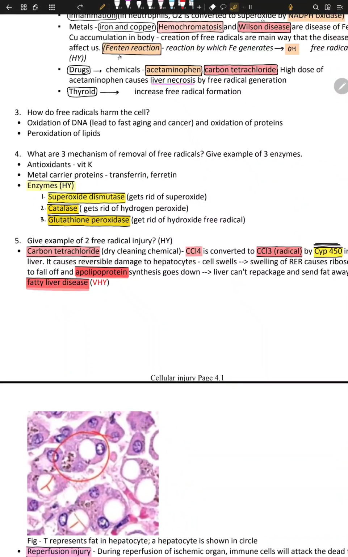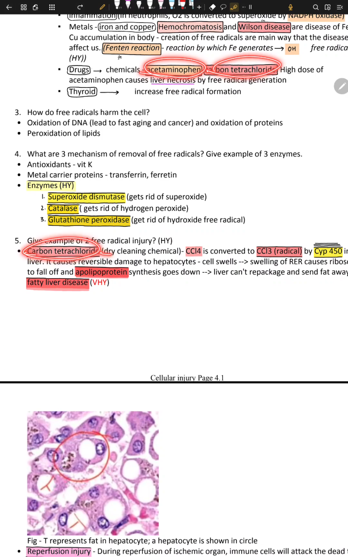And let's talk about another question. Give an example of two free radical injuries. Very high yield. What is it? Drugs. Acetaminophen. Every time, it's such a hard name. So acetaminophen and carbon tetrachloride.